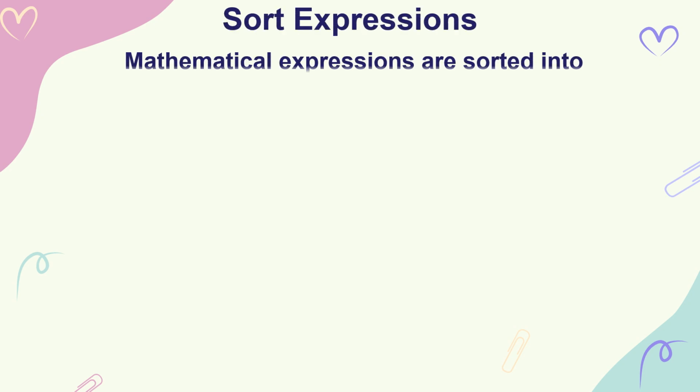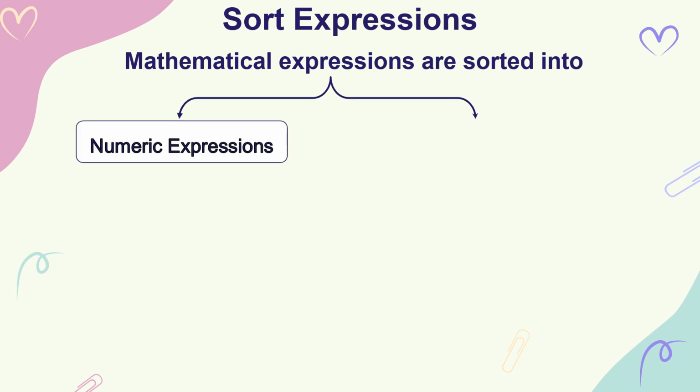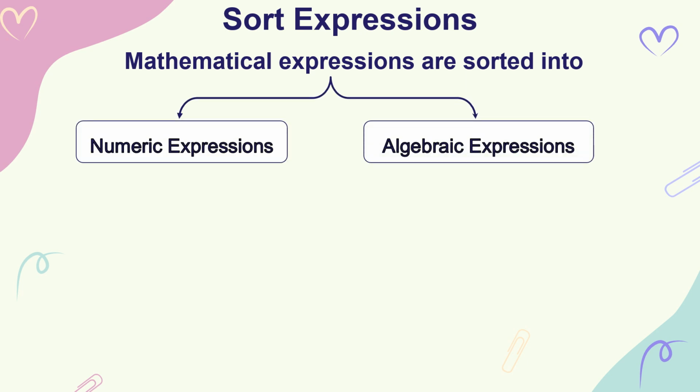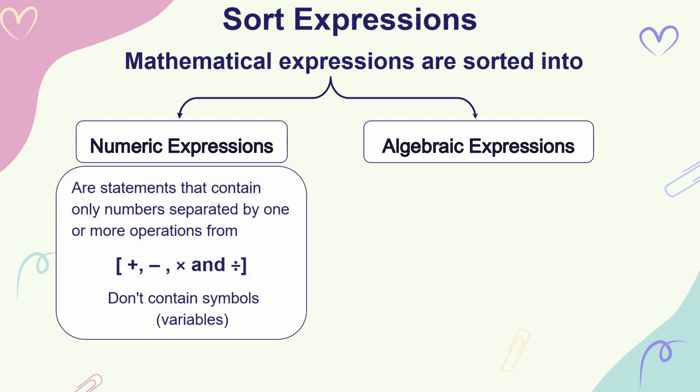Sort expressions. Mathematical expressions are sorted into two types. The first is numeric expressions. The second is algebraic expressions. Numeric expressions are statements that contain only numbers separated by one or more operations from plus, minus, times, and divided. They don't contain symbols or variables, like here: 3 plus 6.8 minus 4. There is no variable here, so it's called a numeric expression.